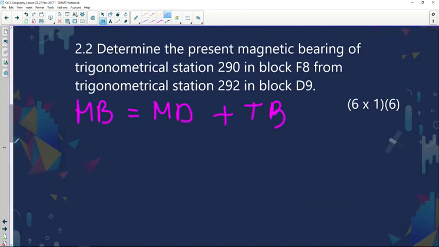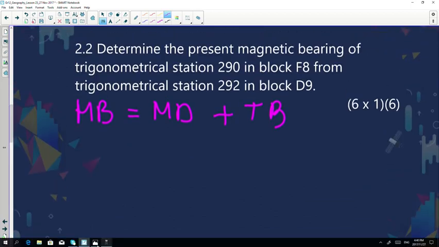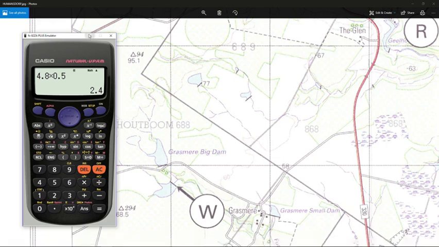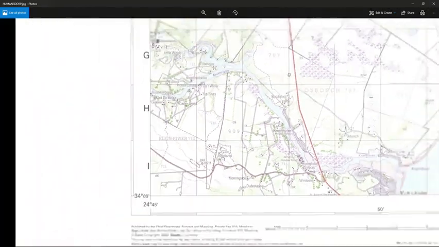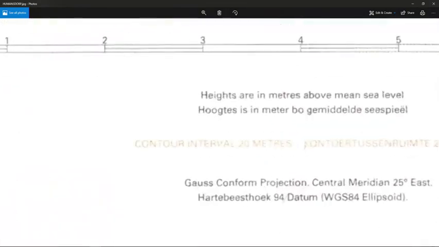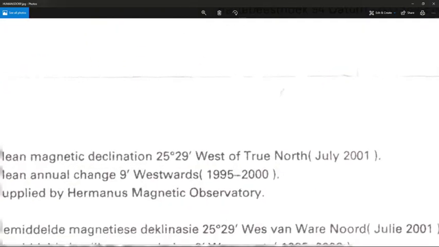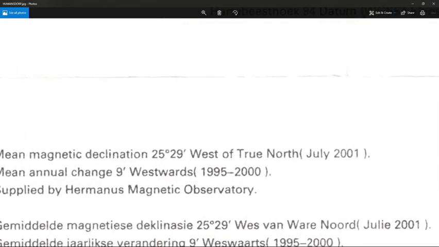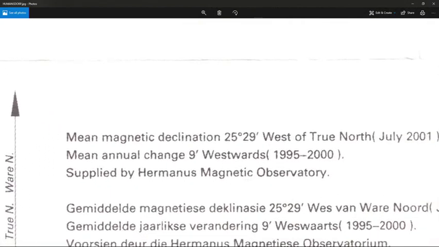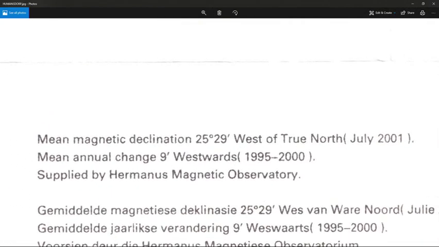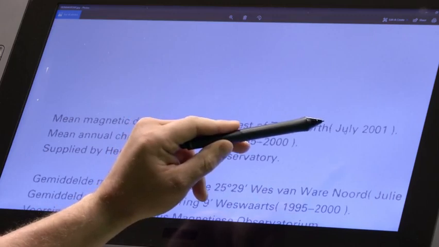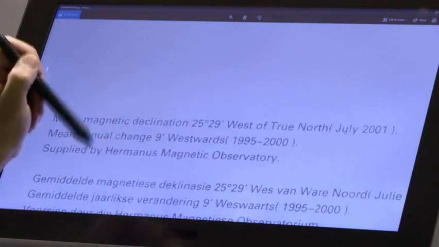Now where do I get my magnetic declination information from? You go back to your topographical map and you go to the bottom of your map. And here's the information being provided to you. The mean magnetic declination is 25 degrees 29 minutes west. And the map is drawn in July 2001. So this is the date that you are going to use, because we need to calculate the present magnetic declination.